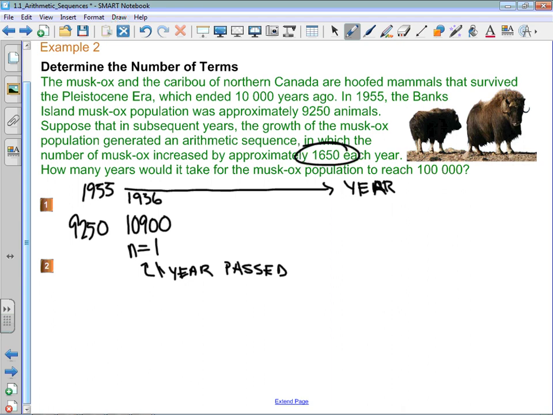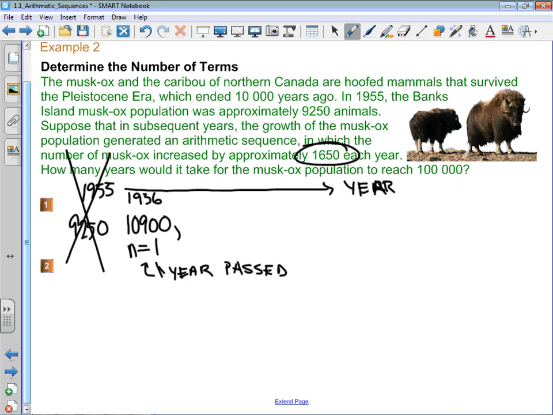So this was a useful means to an end, but I'm not actually going to make that a part of my sequence, because now when n is equal to 1, it's been 1 year. When n is equal to 2, it's been 2 years. When n is equal to 530, it's been 530 years. And that makes doing the math a lot easier. That being said, we do still have to find the next term. So I'm going to add 1650 again.